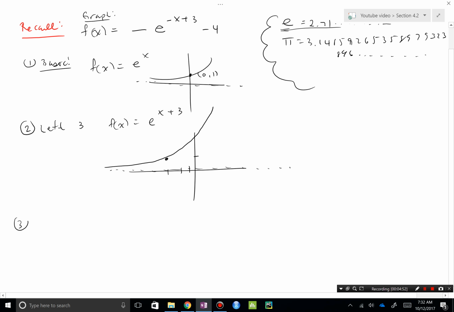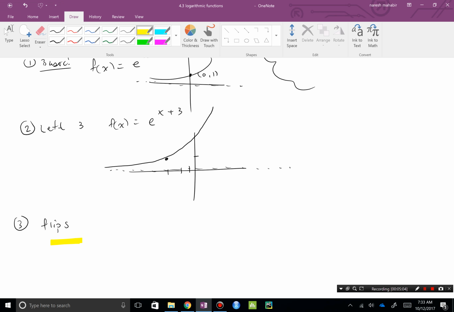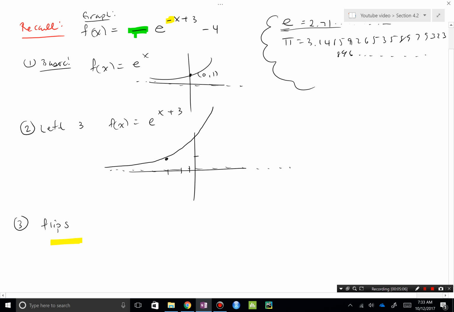All right? So now we need flips. Now in this one, we have both flips. Let's discern between the two. This guy is your left-right flip. This guy is your up-down flip. Okay, so what this means is we have a left-right flip and we have an up-down flip.